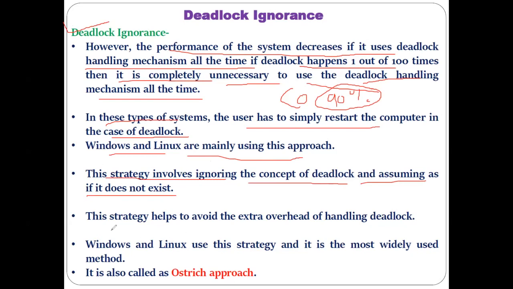Understood? This strategy helps to avoid the extra overhead of handling the deadlock. It avoids applying the mechanisms that we have discussed: first, deadlock prevention; second, deadlock avoidance; and third, deadlock detection and recovery. There is no need to apply such mechanisms for handling deadlock when it occurs in a computer system utilized by normal users. Windows and Linux use this strategy, and it is the most widely used method.